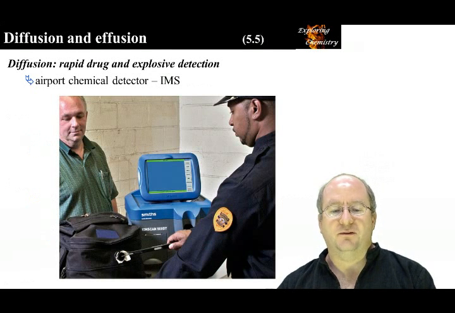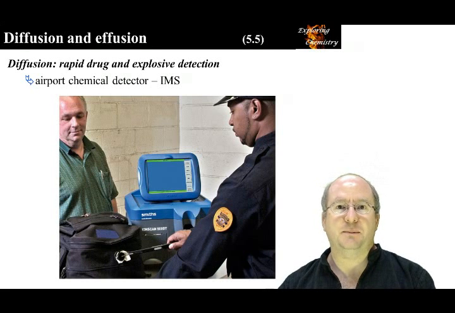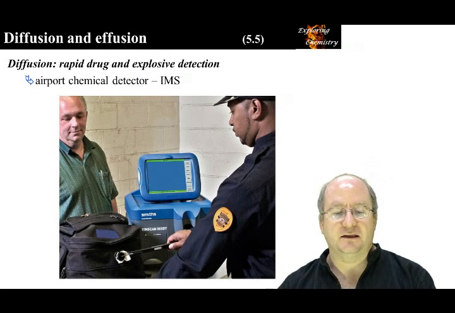If you have traveled, you've probably seen this occur or even had this done to you. The wand picks up microscopic particulate matter from your bag, your laptop, your hands, wherever they swipe. The instrument is an ion mobility spectrometer, which is a special type of mass spectrometer. The ion mobility spectrometer works through a pseudo-diffusion process.